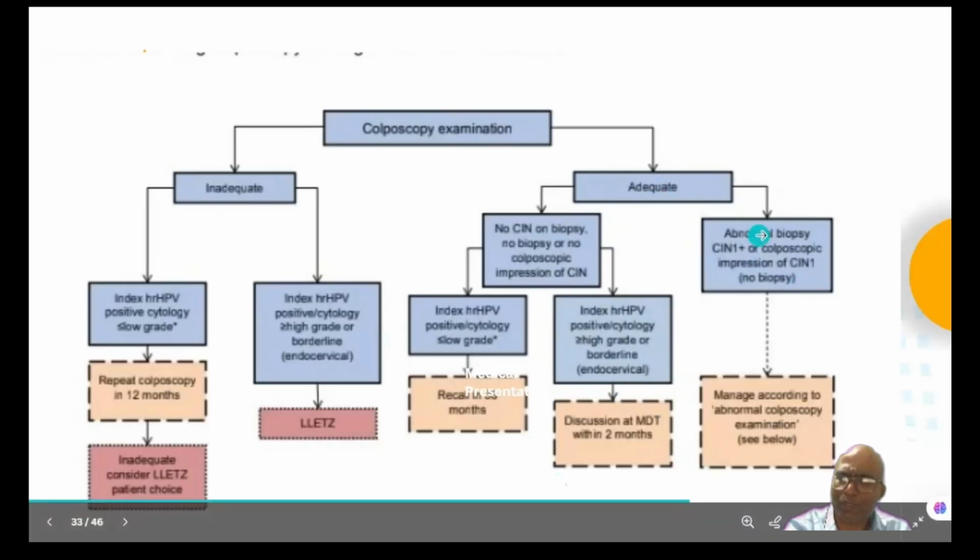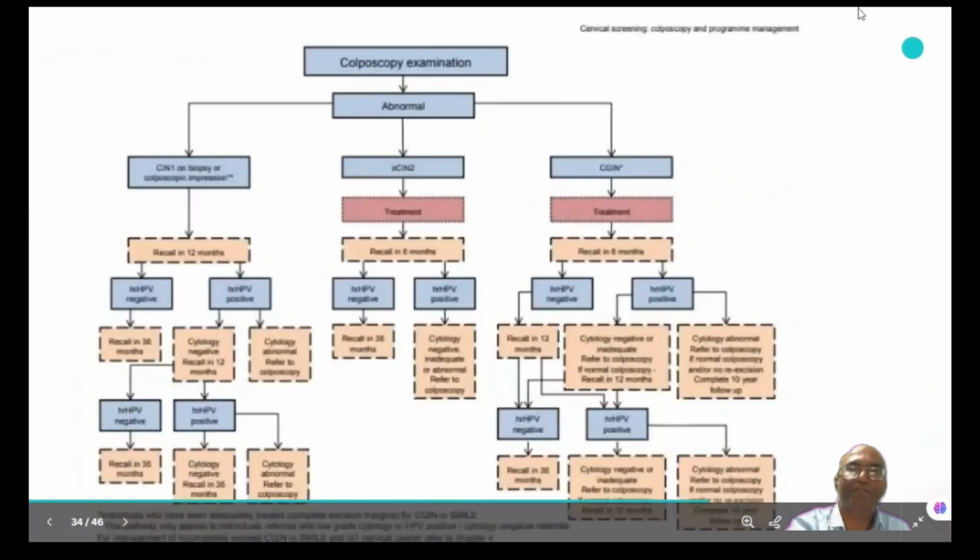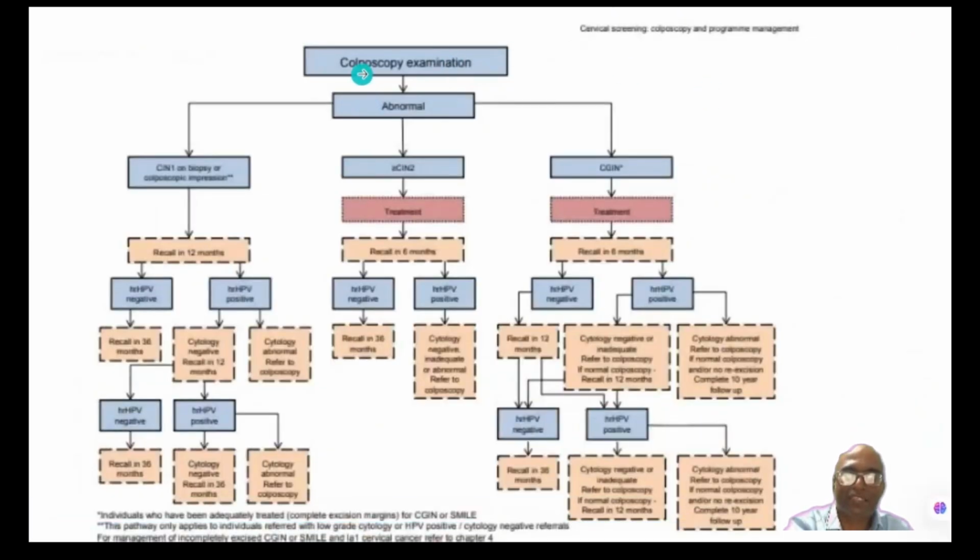But if the colposcopy is also abnormal, then definitely you will manage this as an abnormal colposcopy in the subsequent flowchart. Now let us see. Here this flowchart is about abnormal colposcopic findings. You have done the colposcopy. Colposcopy is abnormal. This abnormality may be CIN1, CIN2 or 3, or CGIN.